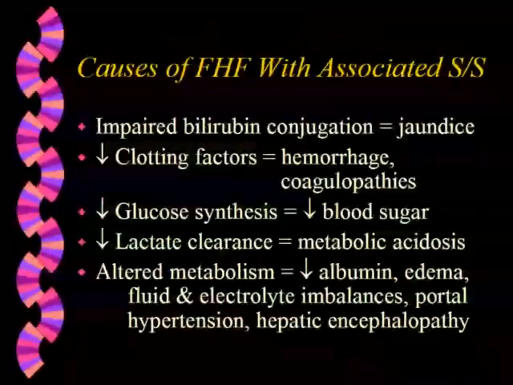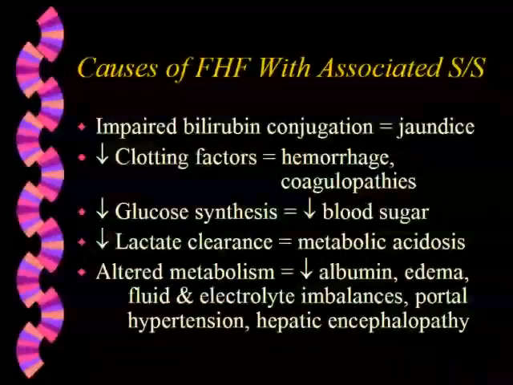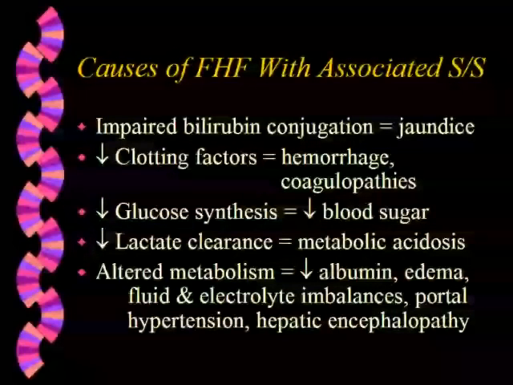Causes of fulminant hepatic failure with the associated signs and symptoms. You'll have impaired bilirubin conjugation, so you have jaundice. Decrease in your clotting factors, which causes hemorrhage and coagulopathies. You'll have a decrease in glucose synthesis, so your blood sugar will drop. You'll have decreased lactate clearance, so you'll have metabolic acidosis. Altered metabolism, which leads to a decrease in albumin, edema, fluid and electrolyte imbalances, portal hypertension, and hepatic encephalopathy.